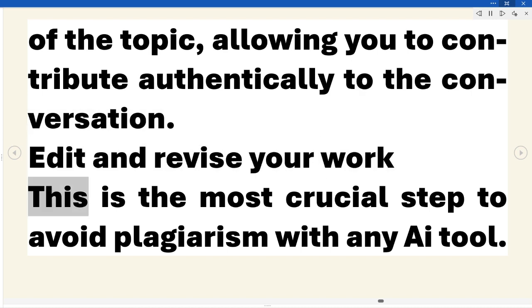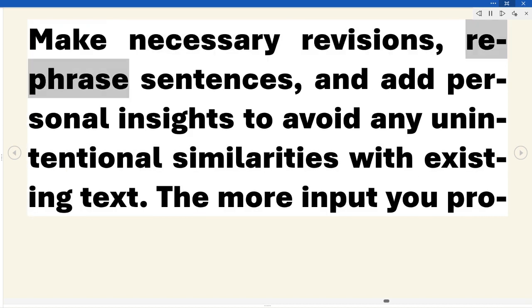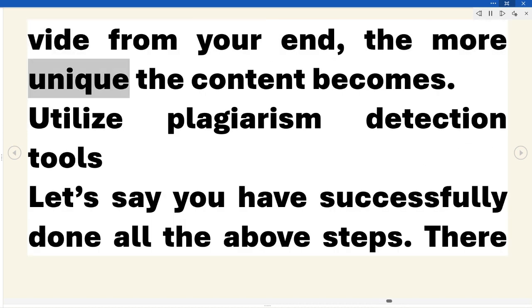Edit and revise your work. This is the most crucial step to avoid plagiarism with any AI tool. After using ChatGPT or any AI tool, thoroughly review and edit the generated content to ensure it aligns with your original intent and style. Make necessary revisions, rephrase sentences, and add personal insights to avoid any unintentional similarities with existing text. The more input you provide from your end, the more unique the content becomes.